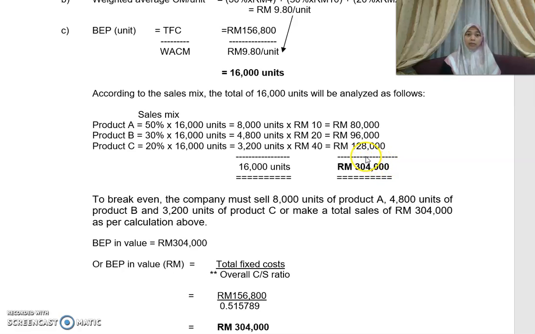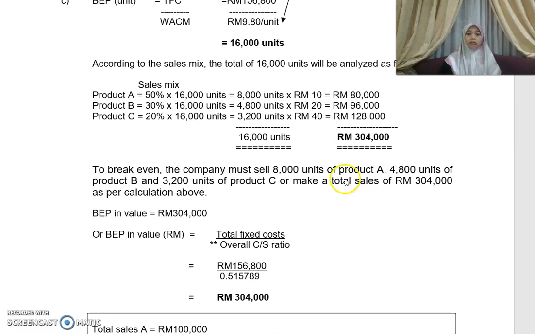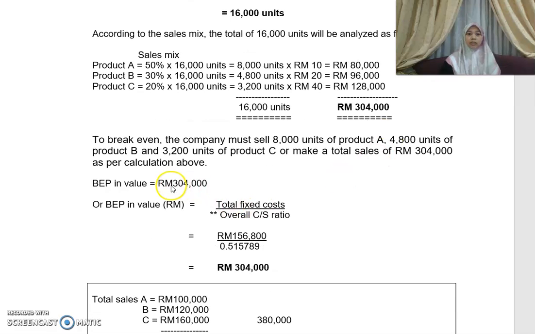So the BEP is 16,000 units, and in value it is 304,000 ringgit. So to break even, the company must sell 8,000 units of A, 4,800 units of B, and 3,200 units of C, and make a total sales of 304,000 as per your calculation. Okay, so the BEP in value is 304,000.